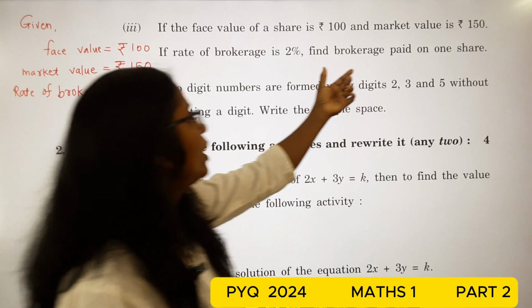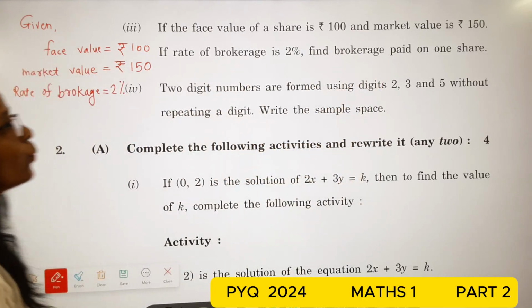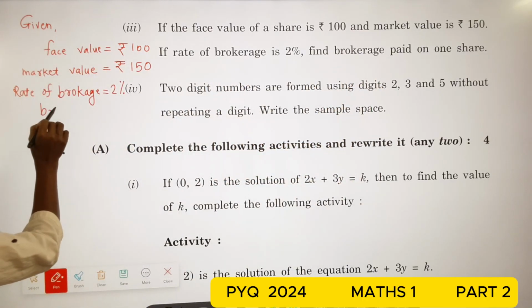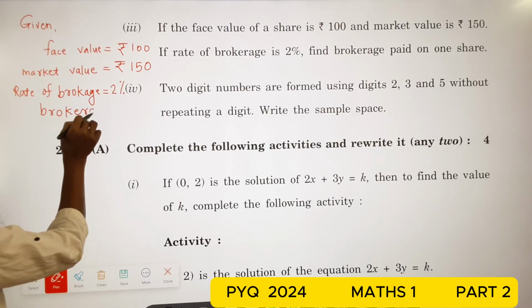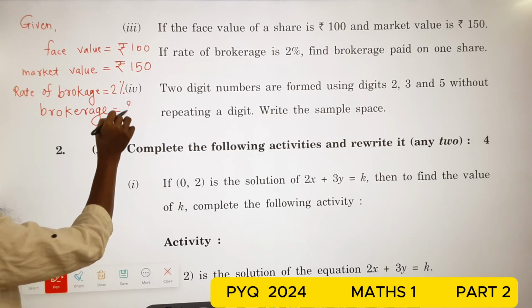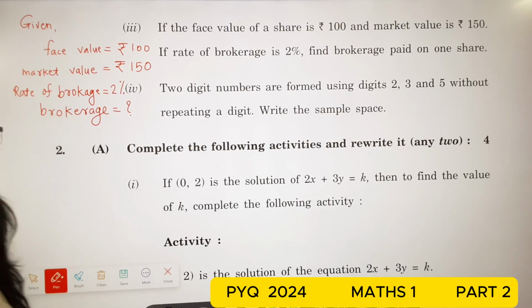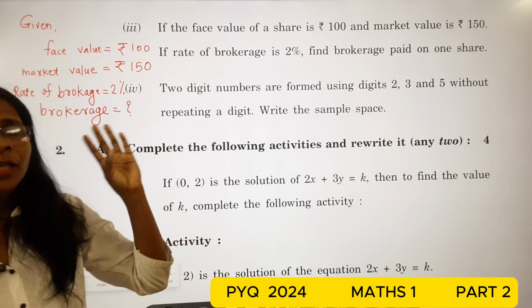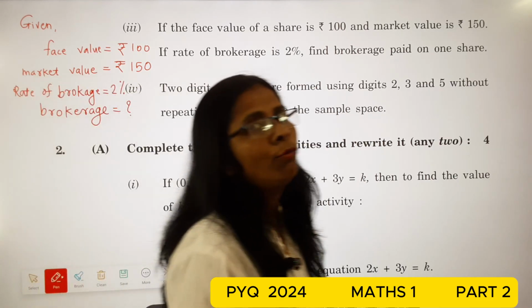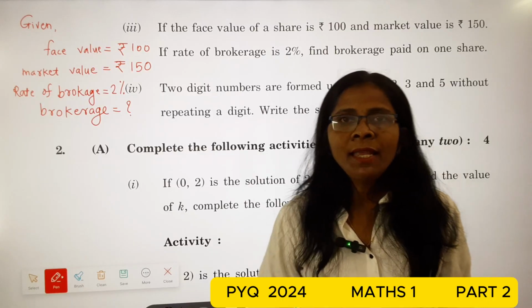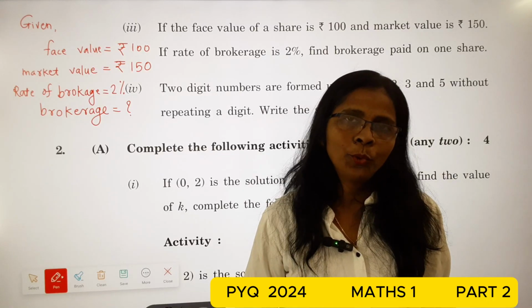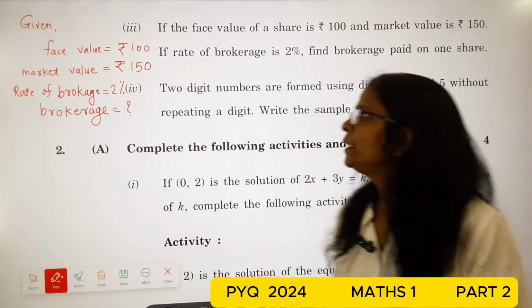Okay, and then we have to find out the brokerage. So now here, students, the given values are the face value, the market value, and the percentage of brokerage. We have to calculate the brokerage.